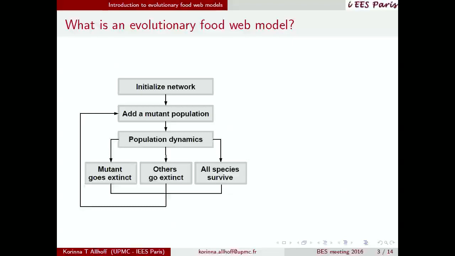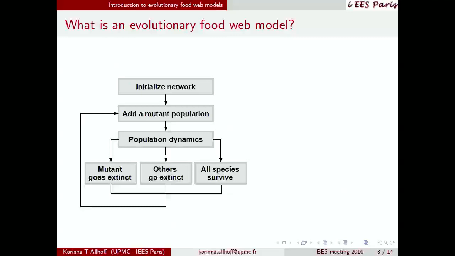And then you calculate your population dynamics. That's where you put your competition in there, your feeding interactions, and all that. And then you see whether this mutant population is able to survive and establish itself, or whether it's able to even outcompete others, or whether just all of them survive and the network starts growing. So during my PhD, I developed such a model.